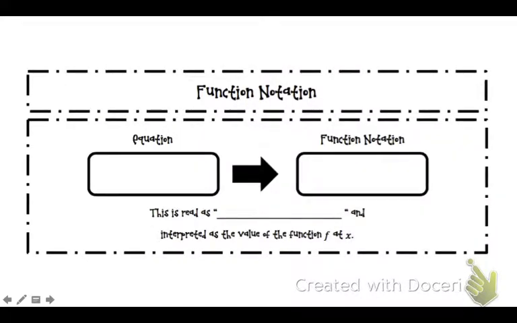Now, equation and function notation. You guys should know function notation. We've done it. We're just going to go through it. So an equation is y equals 3x squared minus 5. That in function notation is f of x equals 3x squared minus 5. And that's read as f of x. Okay? And it's interpreted as the value of the function f at x. So the function is in terms of x.